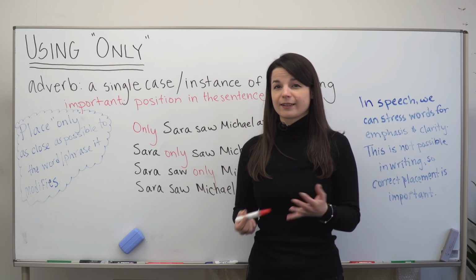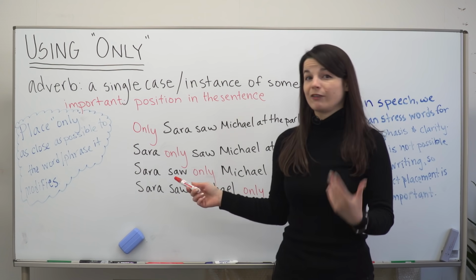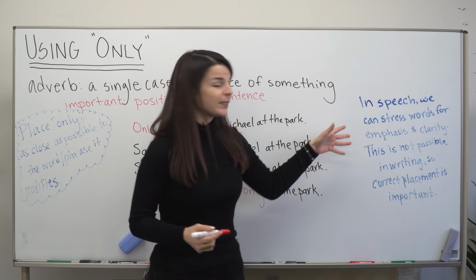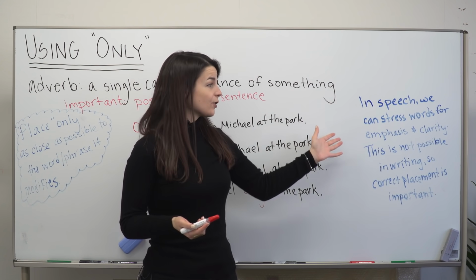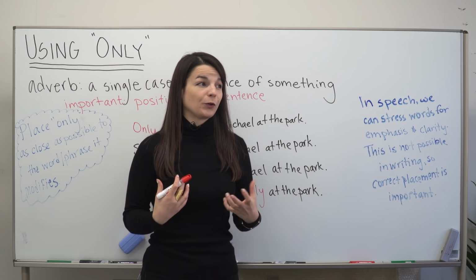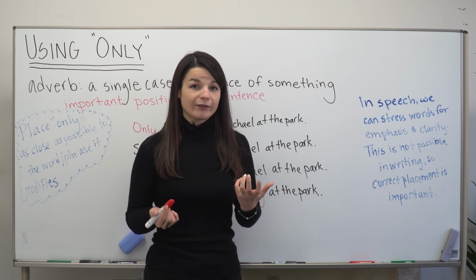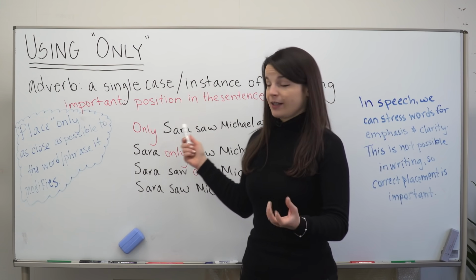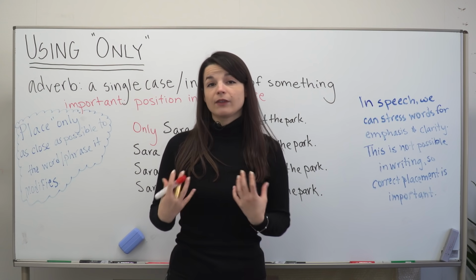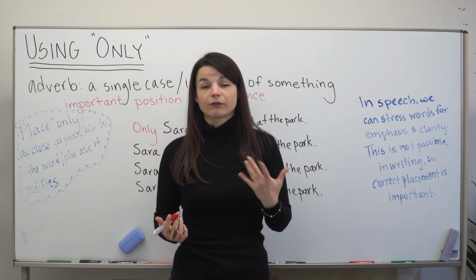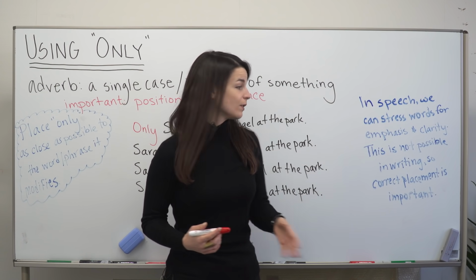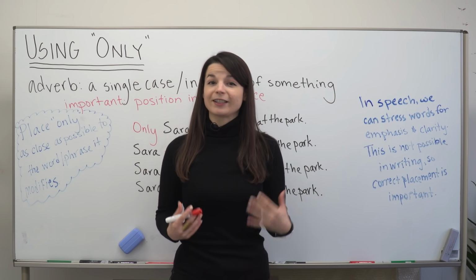Another thing that I've done throughout this lesson a little bit is I've emphasized with my voice the word that only is modifying. But I want to make one more point here. In speech, when actually speaking, we can stress words for emphasis and for clarity to make it very clear which word in the sentence we want to emphasize, which word we want only to modify. So for example, I can say only Sarah saw Michael at the park, or Sarah only saw Michael at the park. So with your voice, you have the ability to emphasize certain words and certain phrases in the sentences. However, in writing, it's not possible to do this, so correct placement of the word only is quite important.